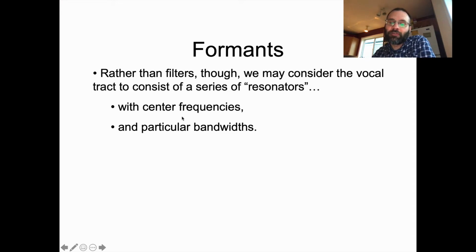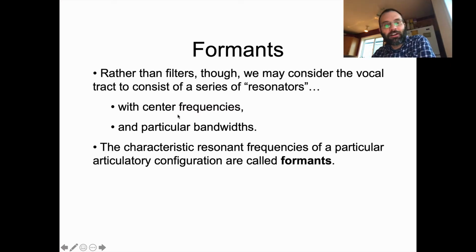And those resonators, like the filters, will have center frequencies and particular bandwidths. And those characteristic resonant frequencies of some particular articulatory configuration are going to be called formants. And we looked at this a little bit in the previous lecture, because we saw what, say, Pratt thinks the particular center frequency of a given formant is, and also the bandwidth for that particular formant. Pratt's making an estimate, though. This is basically a theory of how we're generating the overall spectral shape of a particular articulatory configuration.